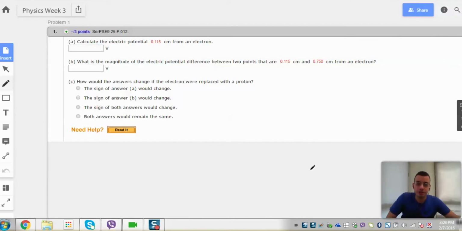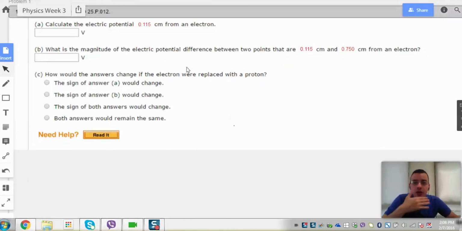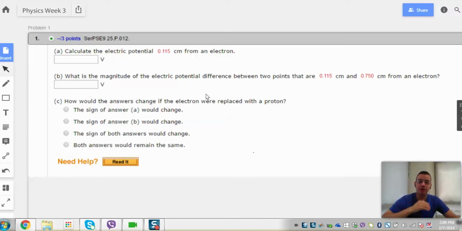Alright, so this week we're going to be talking about electric potential. I'm just going to start with the first problem. Calculate the electric potential 0.115 centimeters from an electron.